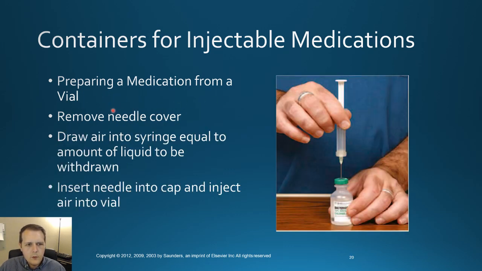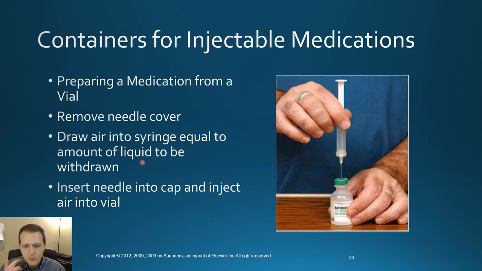Basically, you'll remove the needle cover. One thing to note before you put the needle into the vial is that you want to draw up air into the syringe equal to the amount of liquid to be withdrawn. So if you need to draw 3 mLs of liquid, you want to draw the syringe up to 3 mLs of air and then inject it in there.